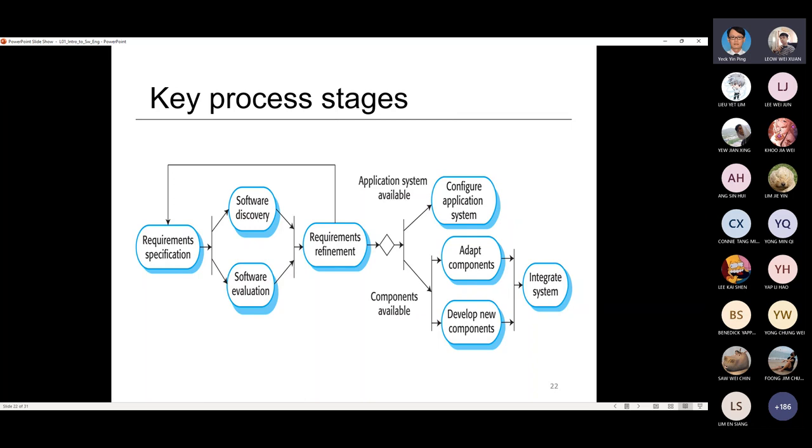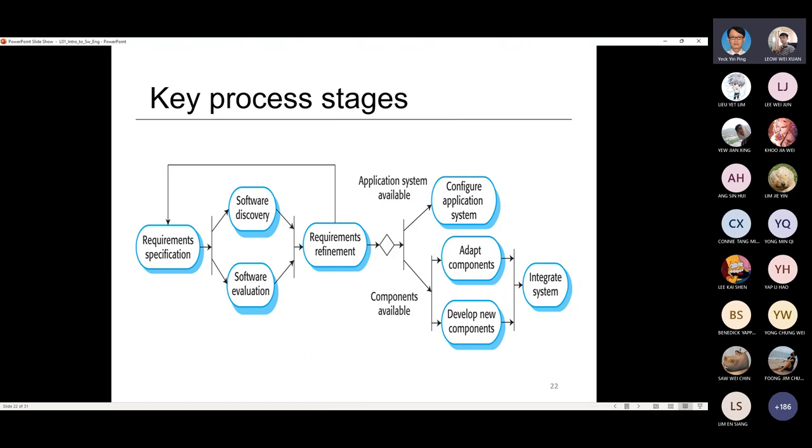Okay, so once you refine the requirement, you refine the customer requirement, then you need to make your decision. Either you're going to configure the application systems, let's say you have an entire system, or if you have only the component itself, then you ask yourself whether you would like to add this component into your system, or you try to design a new component for your system.